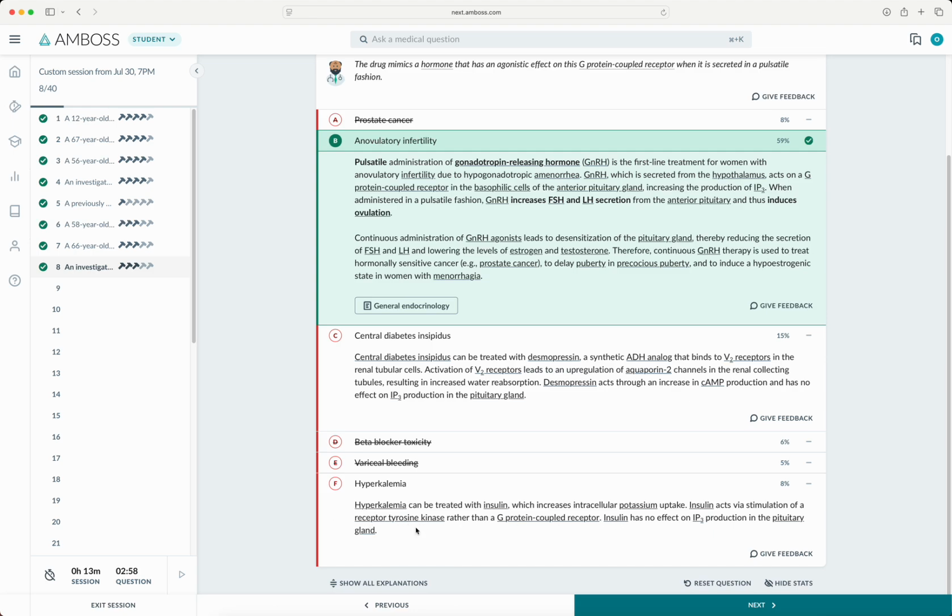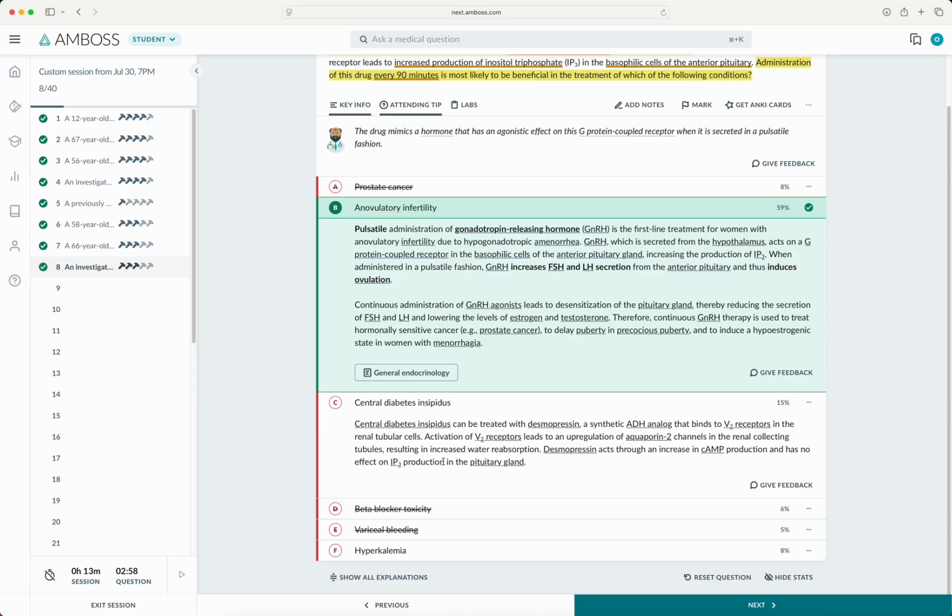So look, insulin can cause the uptake of potassium through receptor tyrosine kinase receptors, leading to hyperkalemia treatment. Boom! That's all you need to remember. You don't even need to go to prostate cancer anymore. What you need to do now is go back and ask yourself this. Now tell me about this one.